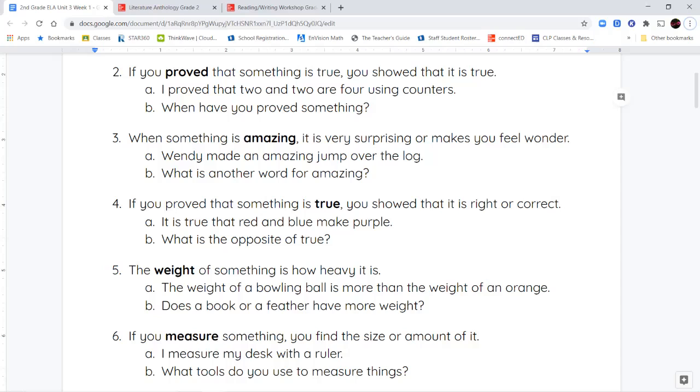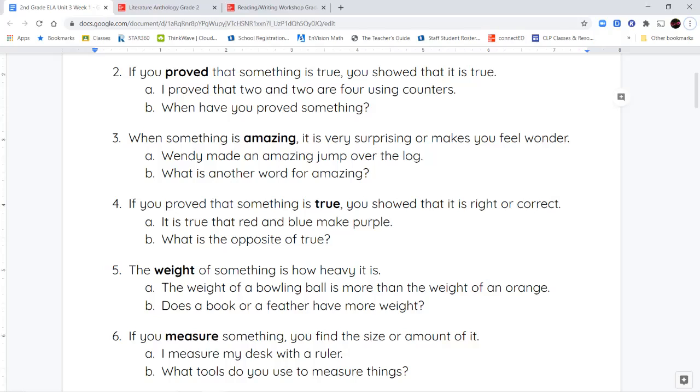Your fourth word is the word true. So if you prove that something is true, you're showing that it's right or that it's correct. Now, you guys have seen a lot of times in different subjects where you're answering true or false questions. So true means it's right and false means it's wrong.